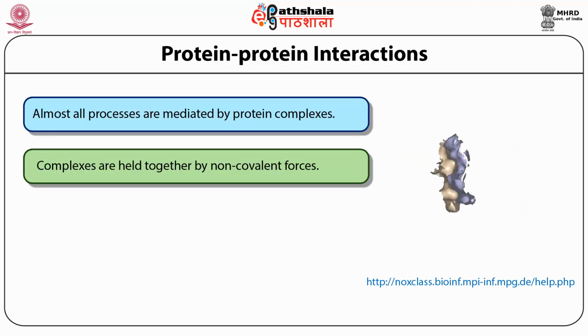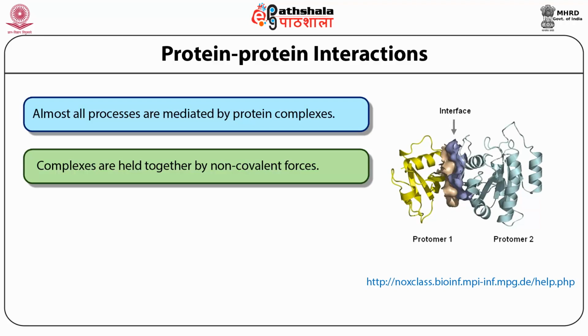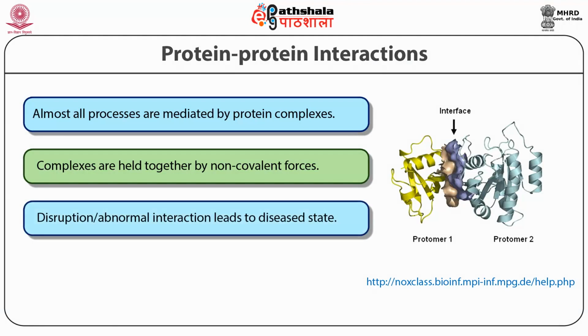disrupted, if the interactions become abnormal, that will result in a diseased state. For example, in the case of Huntington's disease, you have protein aggregation formation that results ultimately in the disease manifestation.